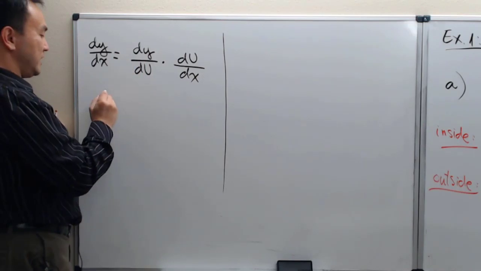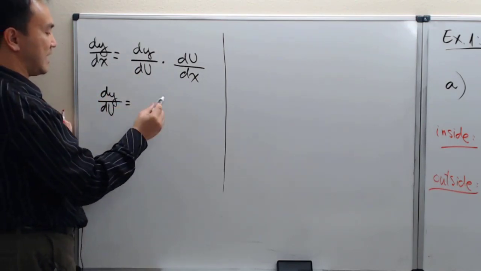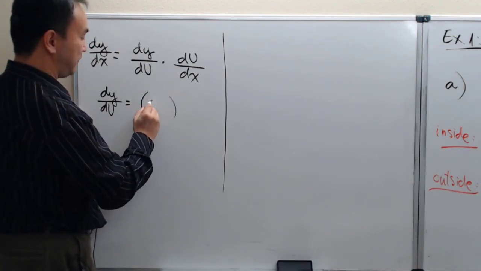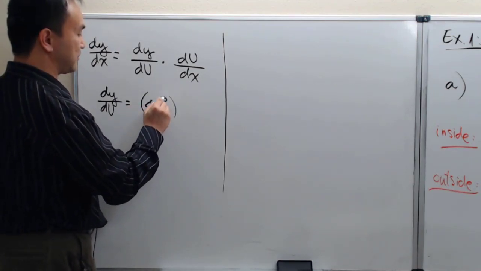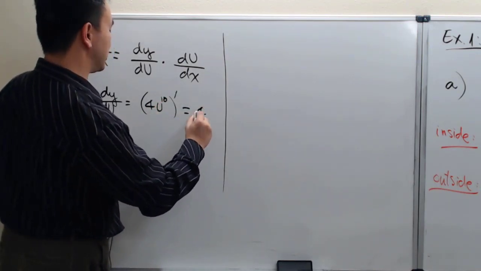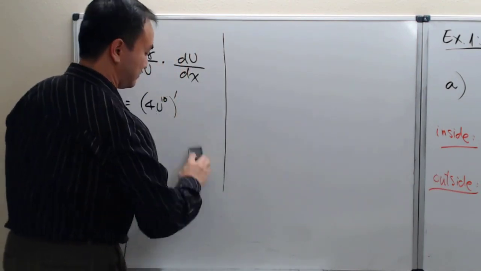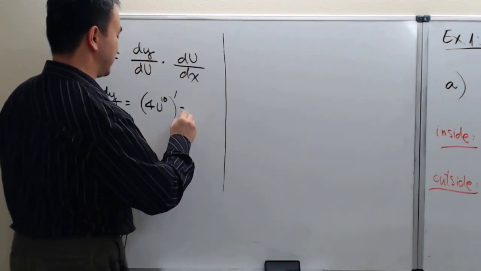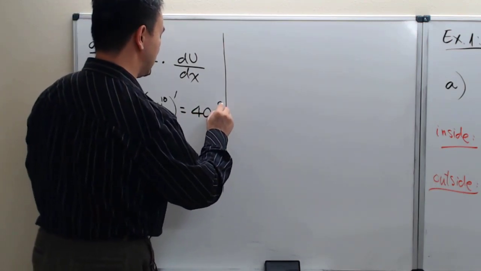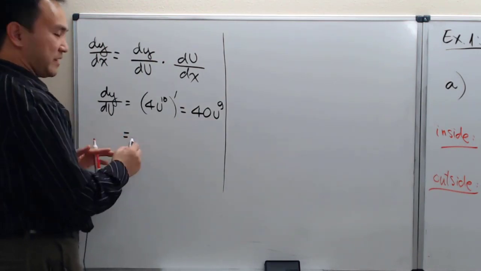So dy du is the derivative of 4 times u to the 10th power. Take the derivative. So that means we're looking at 4 times 10, and I can just combine all together. So here is actually 40 times u to the 9th power. But this is only the derivative of the outside function.